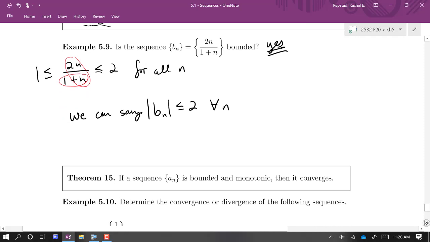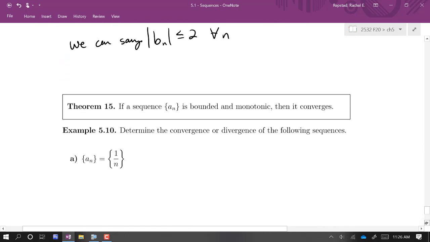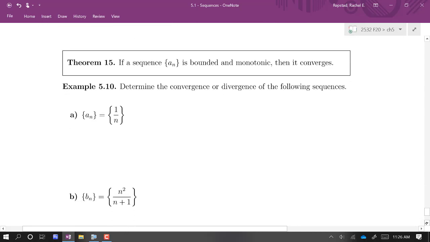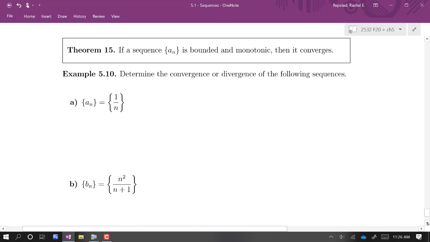We care about bounded and monotonic because of this theorem. If a sequence is bounded and monotonic, then it converges. Now, notice this doesn't tell us how to determine what it converges to. Some limits are harder to evaluate, but just knowing that something converges is valuable.